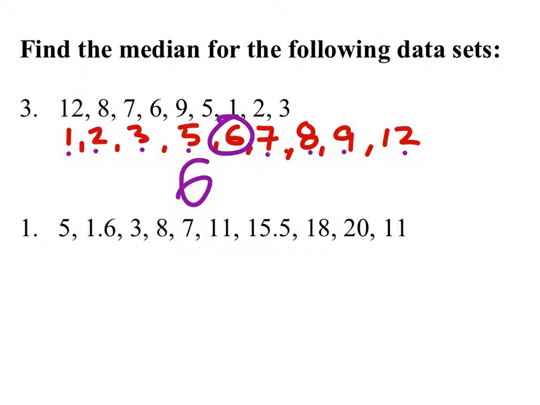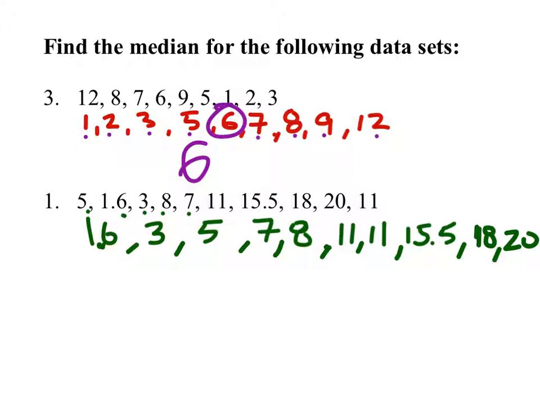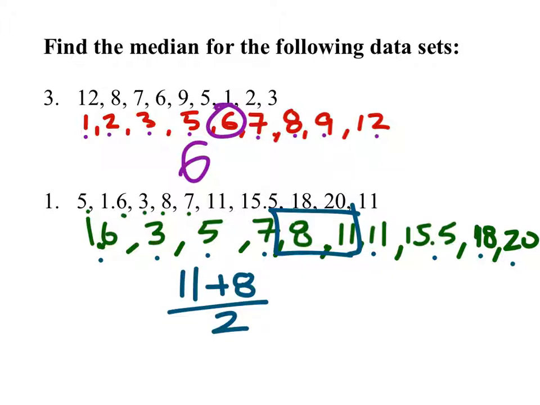The next one as well, let's put these in order, and they even gave us a decimal on this one, which appears to be the lowest of the numbers. So the first and the last cancel, and then the next first and last, and we'll just move our way inside. And we got these two numbers right here. So we're going to add them together: 11 plus 8, divided by 2, and we got a 9.5 would be the median for these.